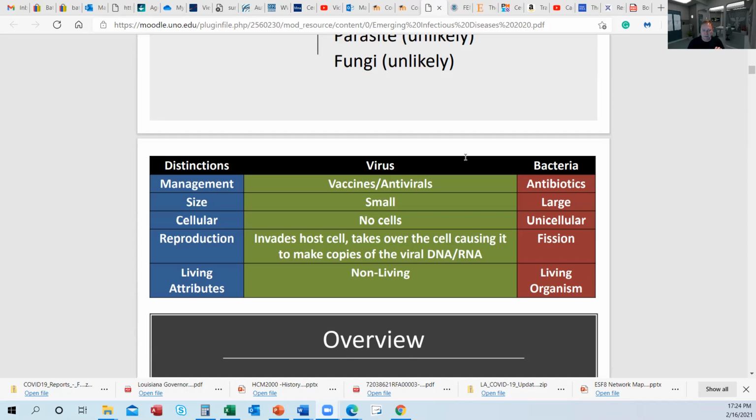The virus is much smaller in size than the bacteria. A virus is also non-cellular in nature, in the fact that it requires a host. It invades a host, takes over the cell, and causes it to make copies of the viral DNA. And it's also non-living. The challenge with that is there are times that we don't know how long viruses can be inactive and yet be reactivated.